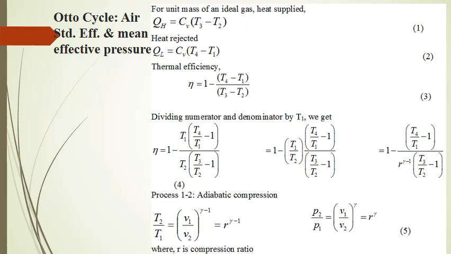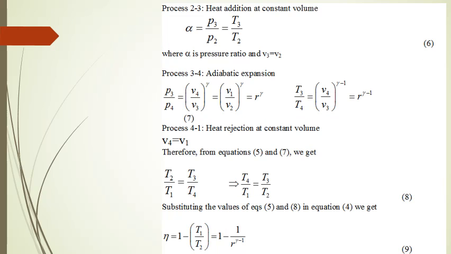Process 1 to 2 is adiabatic compression. So the relation between temperature and volume is T2 upon T1 is equal to V1 upon V2 raised to power gamma minus 1, that is equal to r raised to power gamma minus 1, where r is the compression ratio. As I have told you earlier, r is equal to V1 upon V2, that is the compression ratio. Similarly, the relation between pressure and volume is P2 upon P1 is equal to V1 upon V2 raised to power gamma, that is equal to r raised to power gamma, shown by the equation.